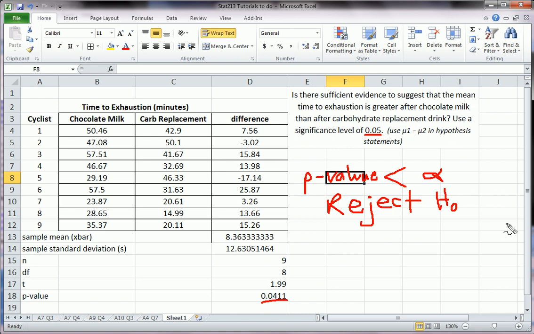So I don't know what that means to anyone out there. Maybe you need to start drinking chocolate milk before you go on a bike ride or whatever.